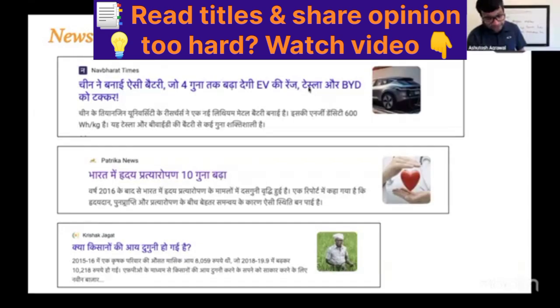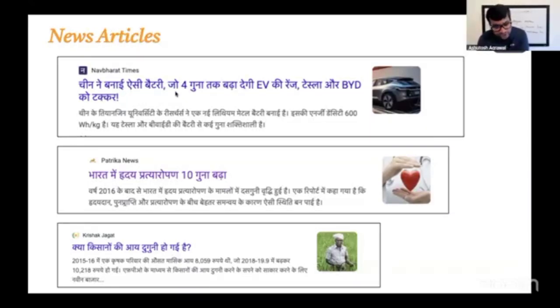So basically, yeah, very good actually. So Chin is used for China. Okay, that's the Hindi word for China. Chin ne banai aisi battery. So you can see, it could be their typo also, but I think that's what they are trying to highlight, that they've made such a battery. Like China has made a battery, such a battery, which 4 गुना तक बढ़ा देगी EV की range. That will increase the range of the electrical vehicle up to 4 times.